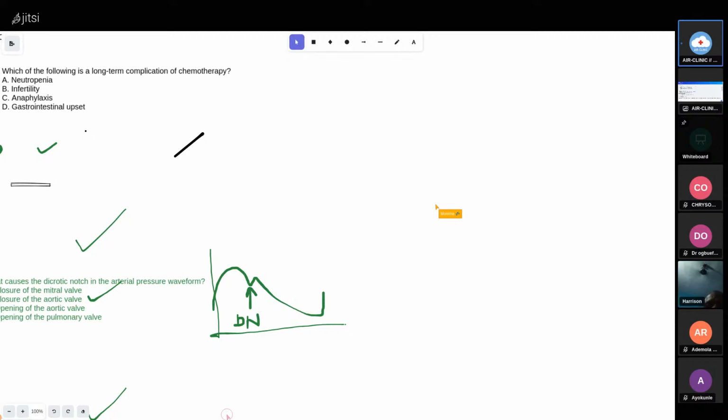Which function is associated with the temporal lobe? That's the next question. It's a question you can even answer without seeing options. It's motor, visual, auditory, and sensory. So which of them?